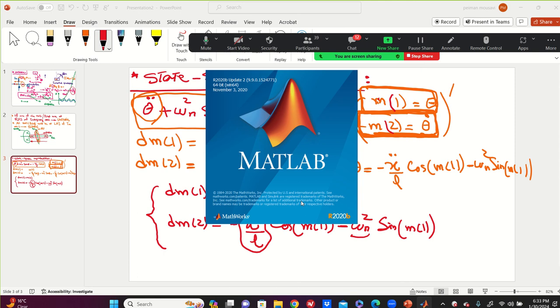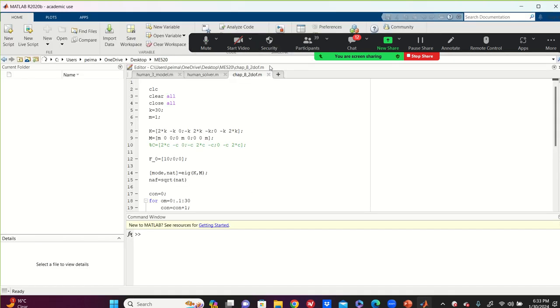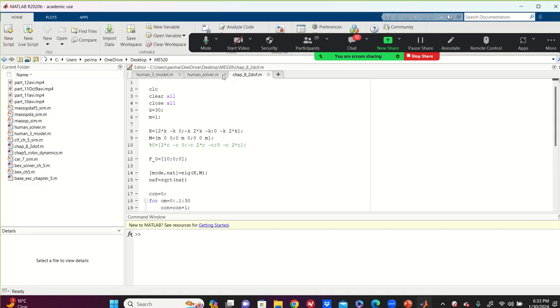So M1 and M2, their names are state variables. And the name of this equation is state space equations, okay? This is from the vibration class from the previous semester.